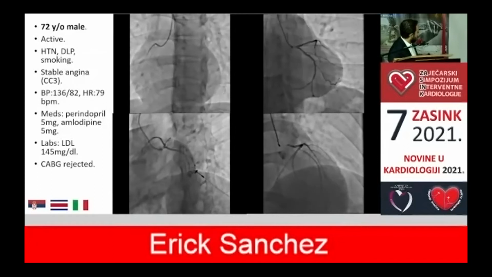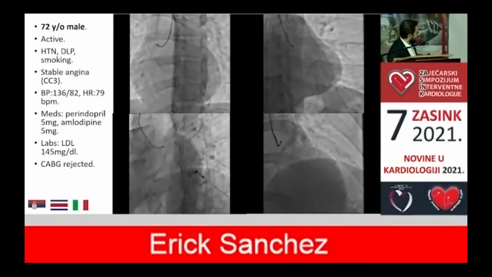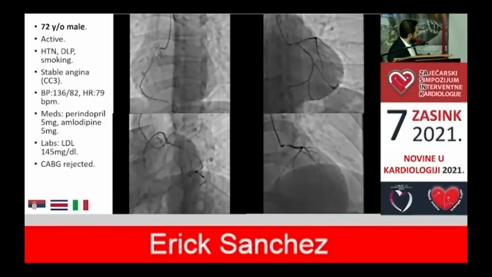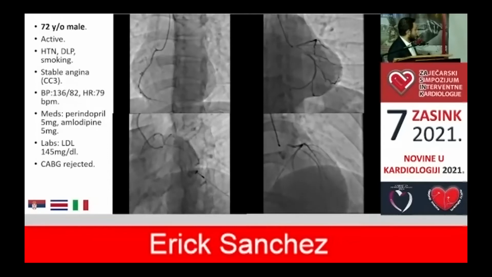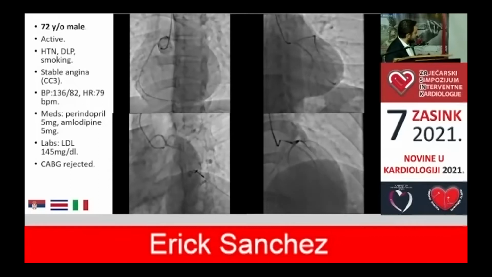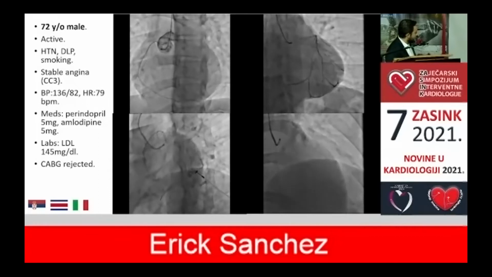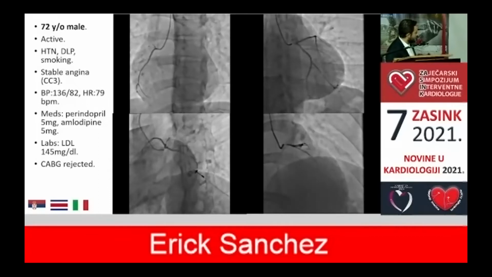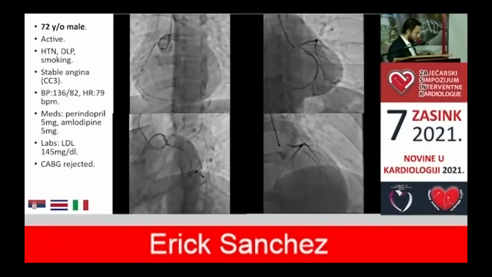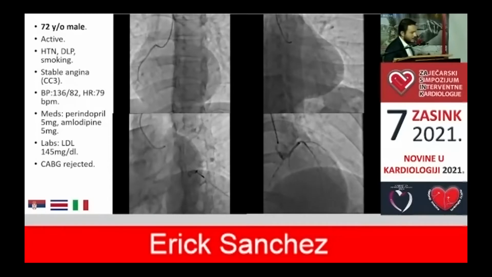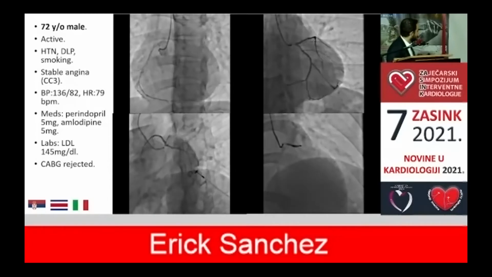Okay. And then here you can see in the rest of the videos an important severe lesion in the left main, but also some small artery disease in this, for example, this diagonal here. Okay, so of course the patient was rejected for CABG, and we decided to do a PCI.